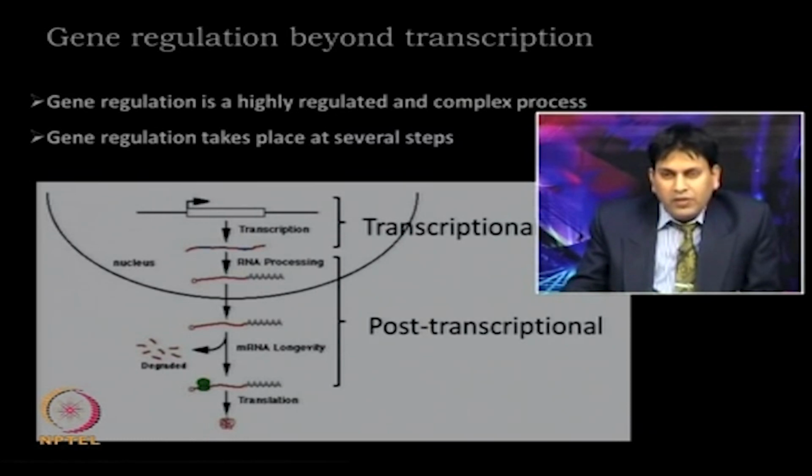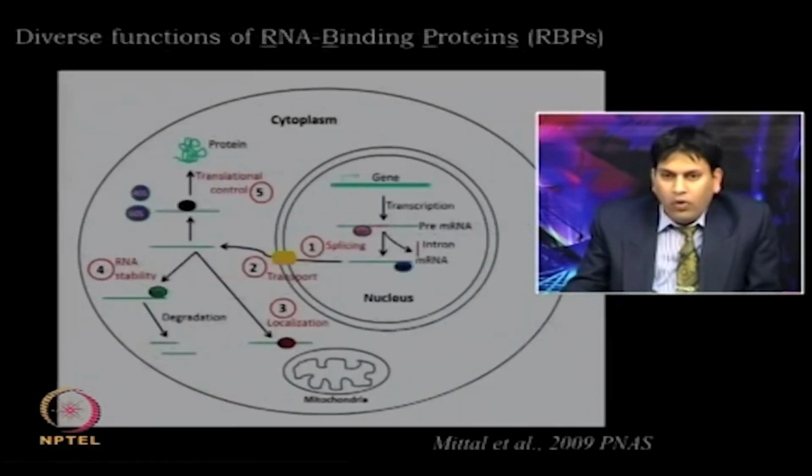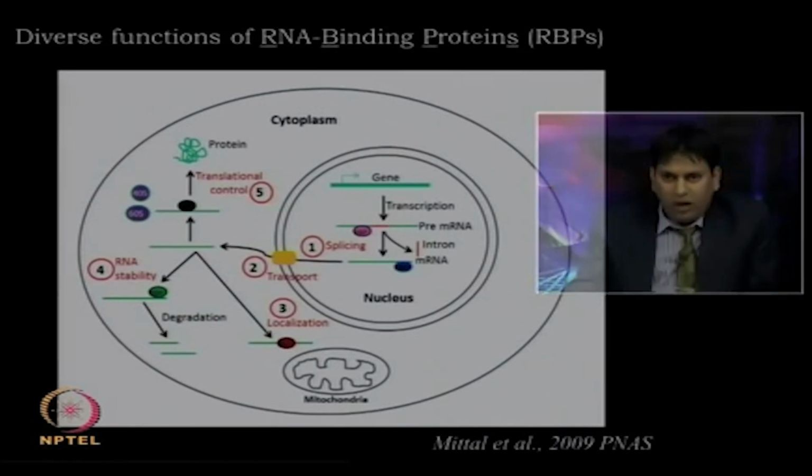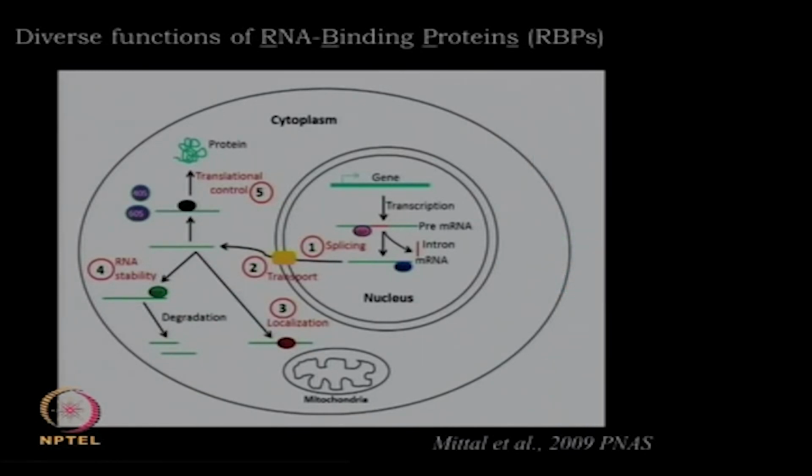There is now enough evidence to suggest that these post-transcriptional processes are controlled by a class of proteins called RNA binding proteins, among non-protein coding components such as microRNAs and non-coding RNAs. RNA binding proteins are now known to be involved in controlling RNA processing, RNA longevity, as well as translation. In particular, as soon as a gene is transcribed and a pre-mRNA is produced, splicing associated RNA binding proteins bind to the pre-mRNA and convert it into mature mRNA by splicing out the introns.